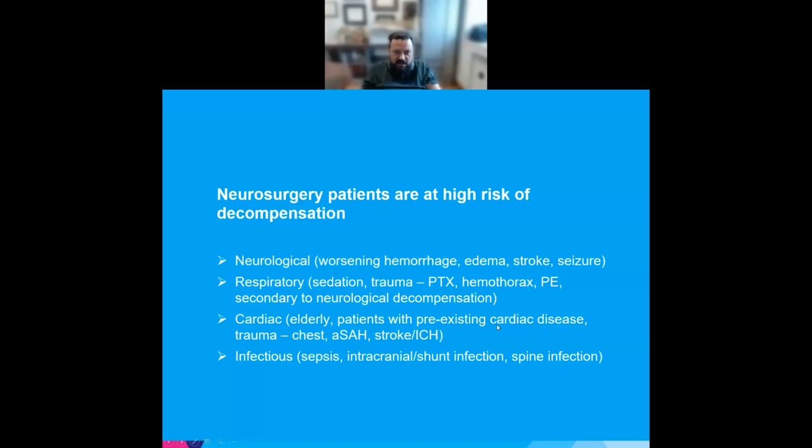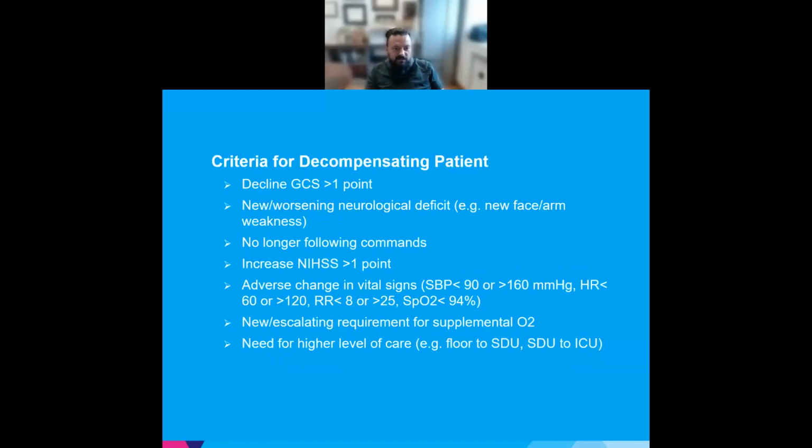So the first thing is having a high index of suspicion and having a respect for the fact that our patients are all at high risk of decompensation, and not brushing things off as not urgent when they potentially could be.